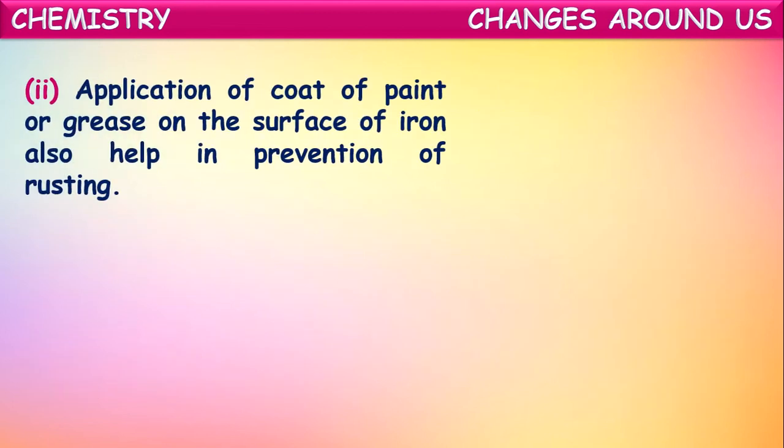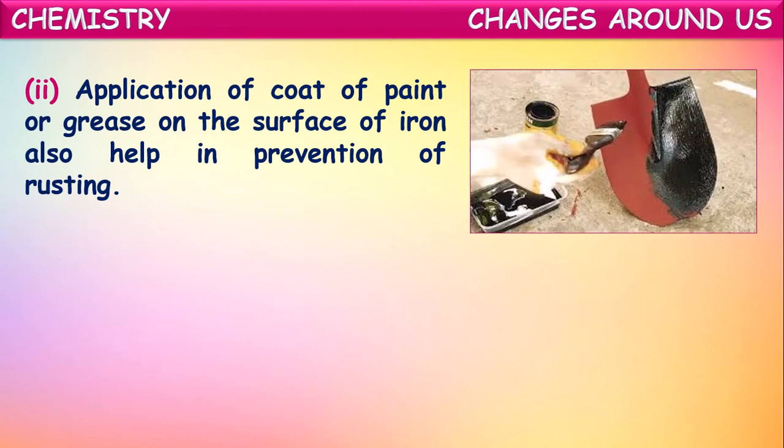One more is application of a coat of paint or grease on the surface of these iron articles. It also helps in prevention of rusting. If the iron objects are coated with either grease or oil, or in painting also, these thin layers protect the iron particles from coming in contact with the atmospheric air, and thus they are protected from getting rust.